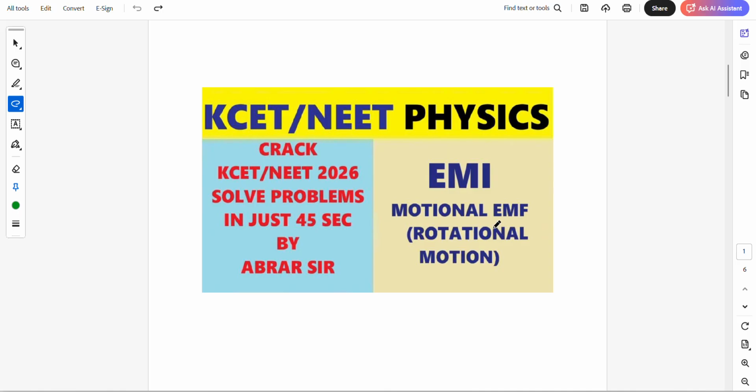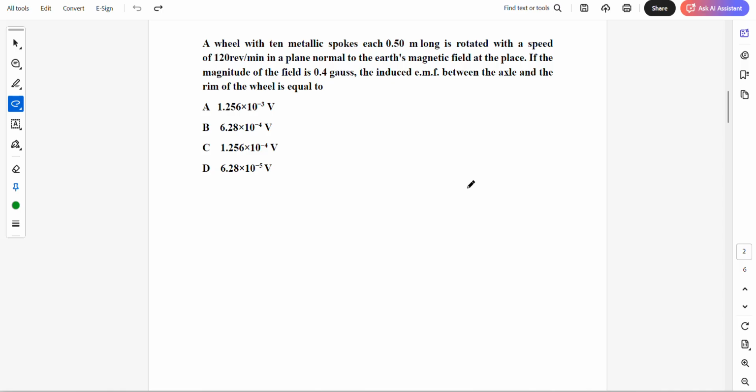Today we'll see problems on the topic Motional EMF based on rotational motion. This is in the chapter Electromagnetic Induction of class 12 Physics. Now we'll see the very first problem.